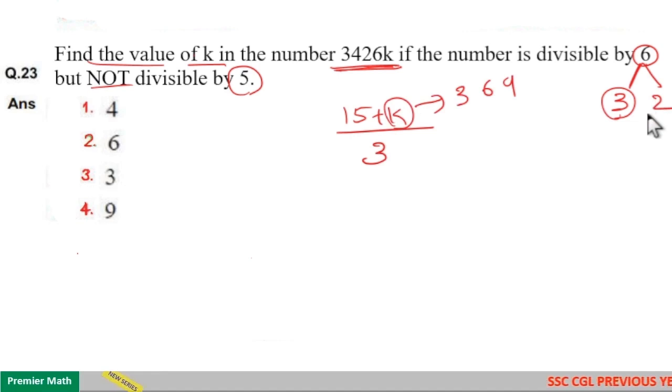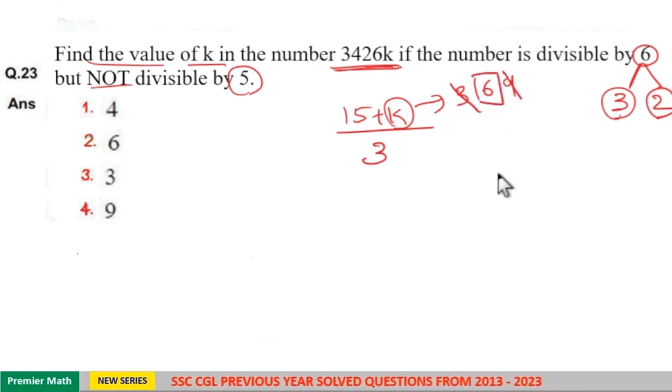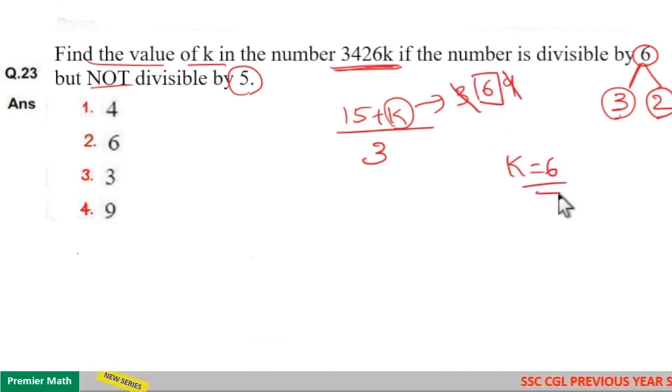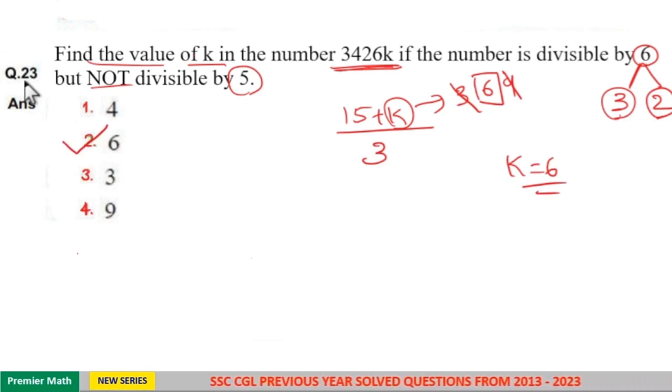But this number should be divisible by 2 as well. So 3 and 9 cancel. Your answer is 6. K is equal to 6. Option 2 is your answer.